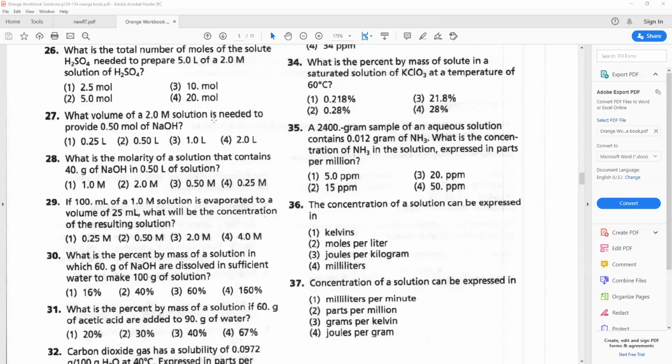Let's go to question number 27. What volume of a 2 molar solution is needed to provide 0.5 moles of NaOH? We need a little bit more room here, so I'm going to write the answers over here. Let me just clear my previous work. So we are doing problem number 27. They gave me 2 molar and they gave me 0.5 moles, and they're asking for liters.